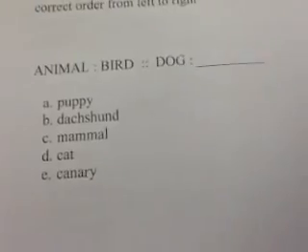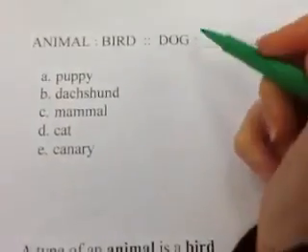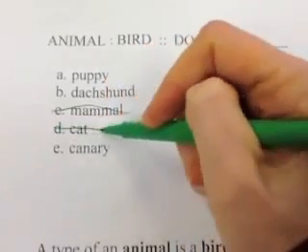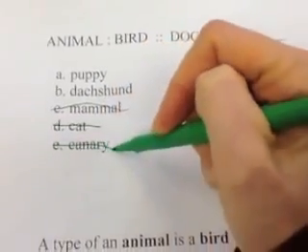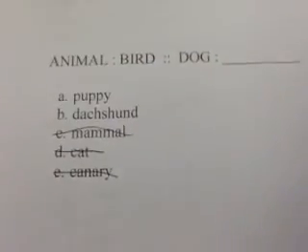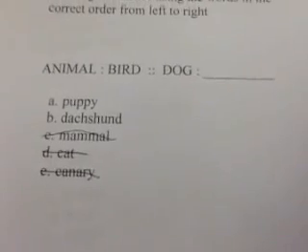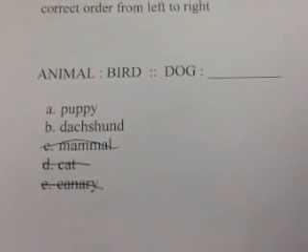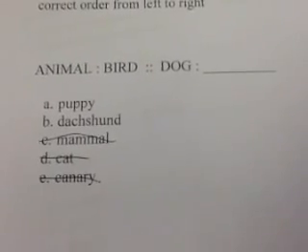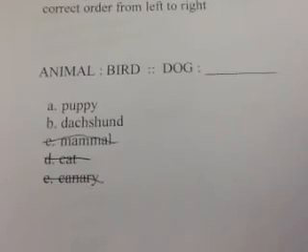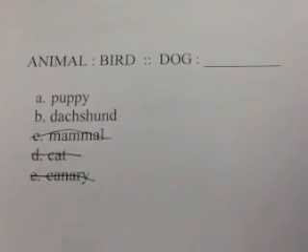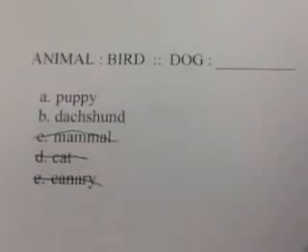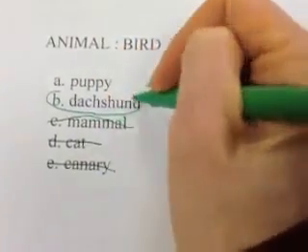Well, now we can eliminate a bunch of these, can't we? We know that a type of dog is not a mammal. We also know a type of dog isn't a cat, and a type of dog isn't a canary. We do know that a type of dog could be called a puppy, and certainly a type of dog is a dachshund. So which of those two would we pick? Well, I'm looking back at my first pair, and it doesn't have anything to do with age. It's just talking about a type of animal is a bird. It doesn't say if it's a young bird or an old bird. So I'm going to use that same logic to decide that a type of dog is B, a dachshund.